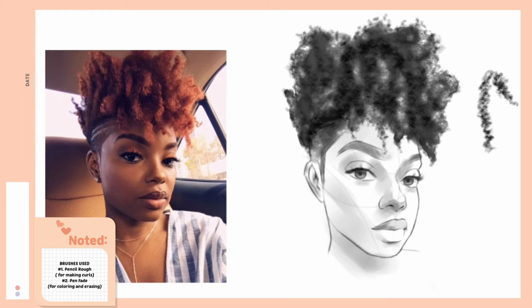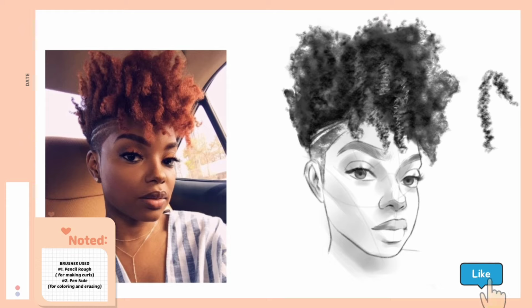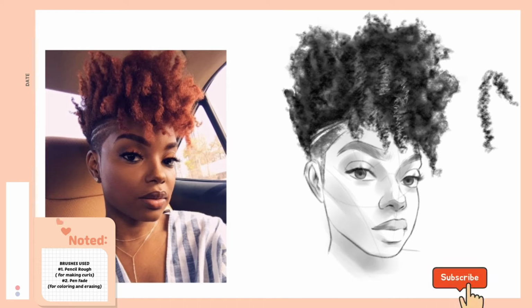Then I erase some of the base color around the edges and areas where the light is hitting. If you erase too much, you can always cover it back up. I add in more details and it's all done.